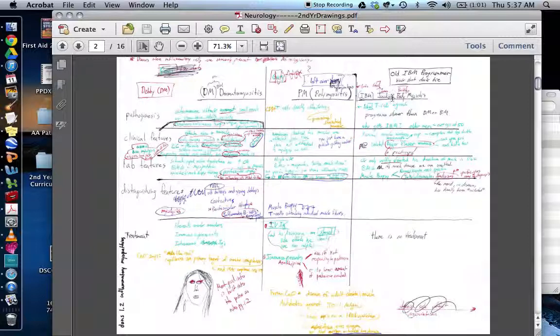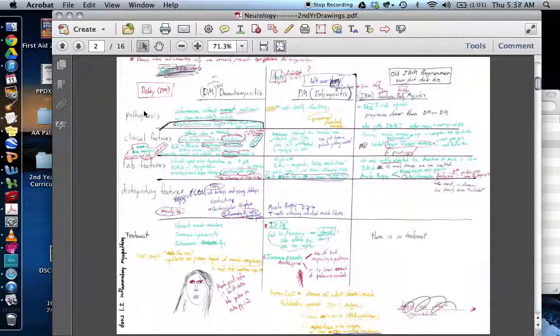Dermatomyositis, polymyositis, inclusion body myositis. All the names sound similar. These are the kind of diseases you need to be able to carve out, so I just made some tables like treatment on this side, distinguishing features, lab features, clinical features, pathogenesis.